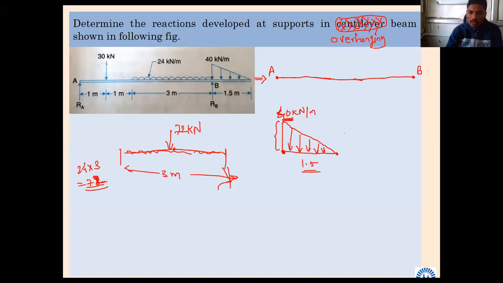How do we find the area of a right angle triangle? Area equals 1/2 into base into height. You write this somewhere because this term you are going to write always. So the area will become 1/2 into 1.5 into 40, which is 30. So that right angle triangle indicates 30 kilonewton load.